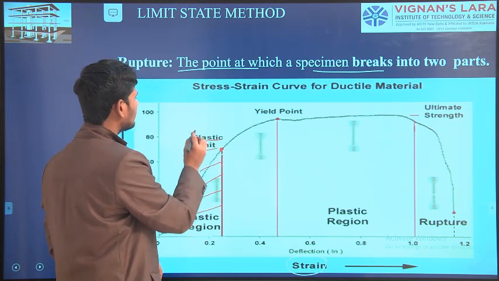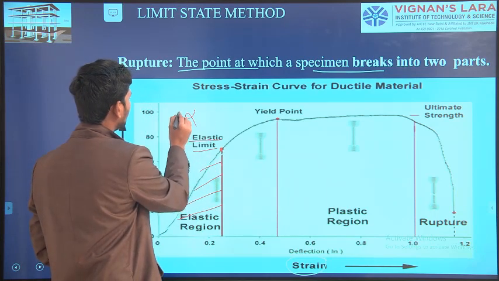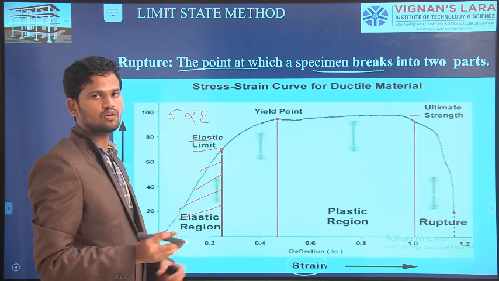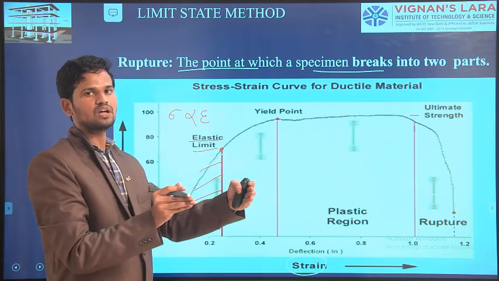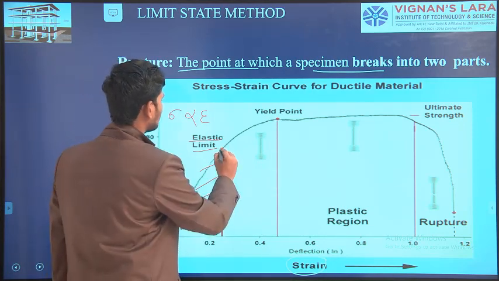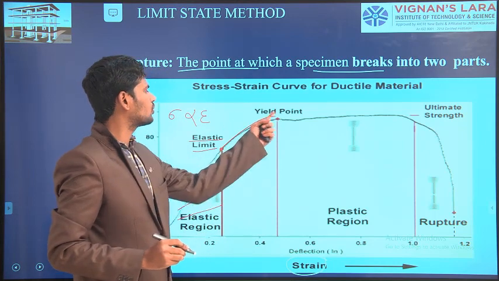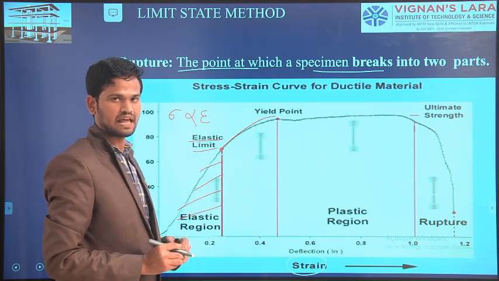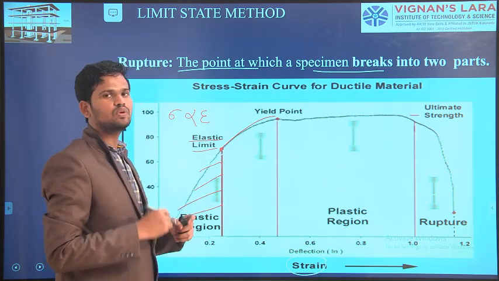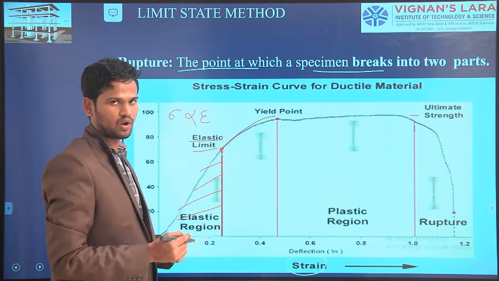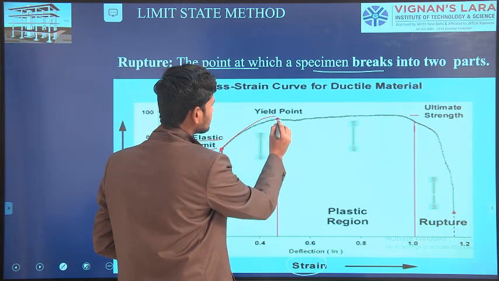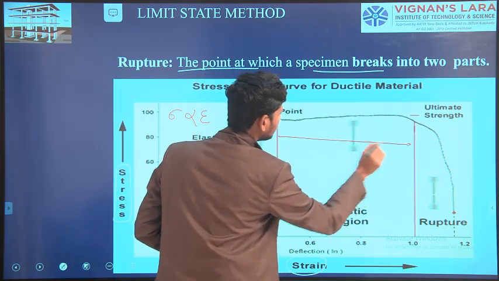Up to the elastic limit, stress is directly proportional to strain. If you apply the load, strain will happen. If you remove the load, the strain will again get back to its original position. And next, from the elastic limit to the yield point, we have the plastic region as well as the yield point. In the yield point, again we have the lower yield point and the upper yield point. This lower yield point and upper yield point we will discuss. And after that elastic yield point, we have the plastic region.